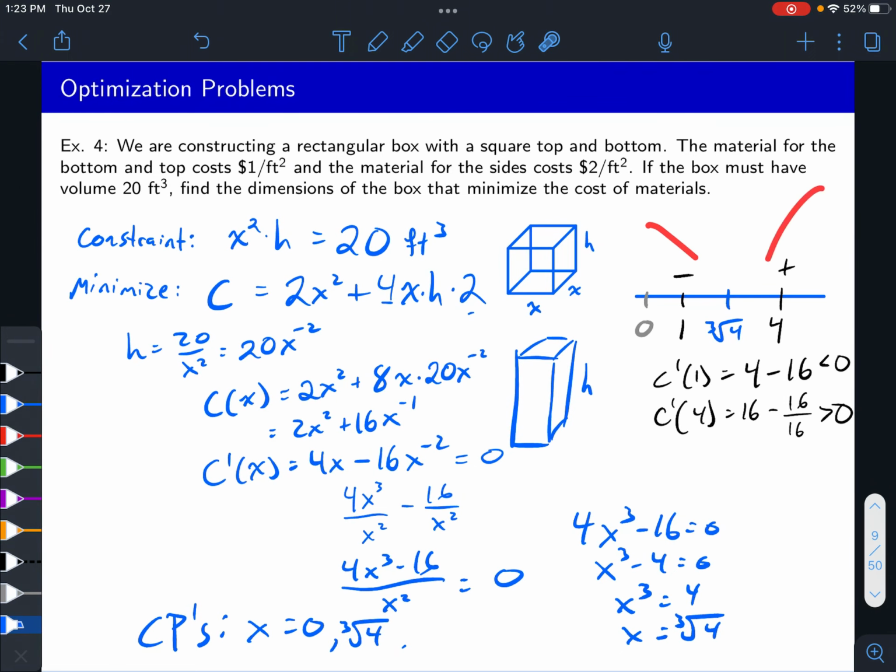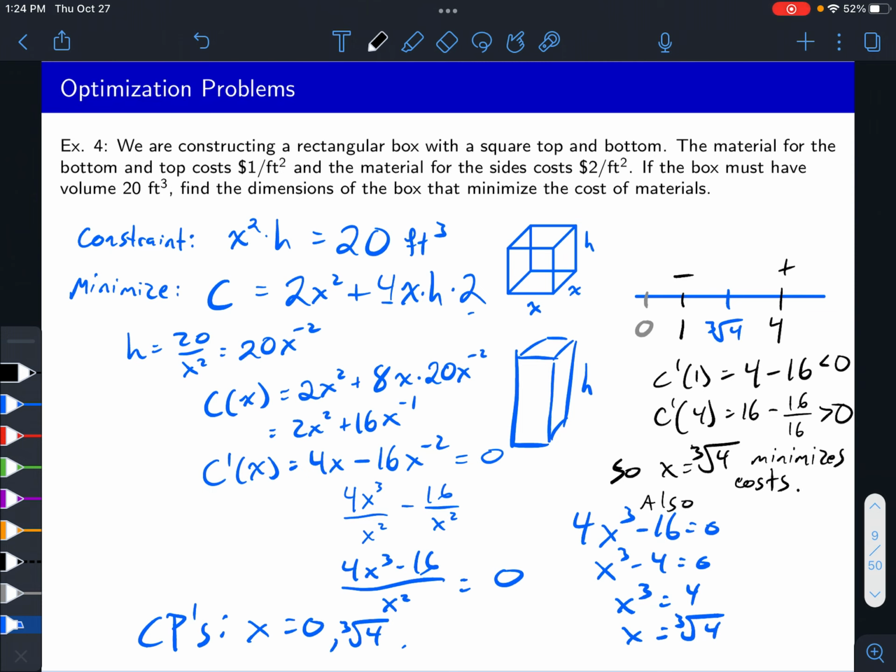All right, so this is going down and then it's going up. And so yeah, this would be a minimum. All right, great. So x equals cube root of 4 minimizes costs.